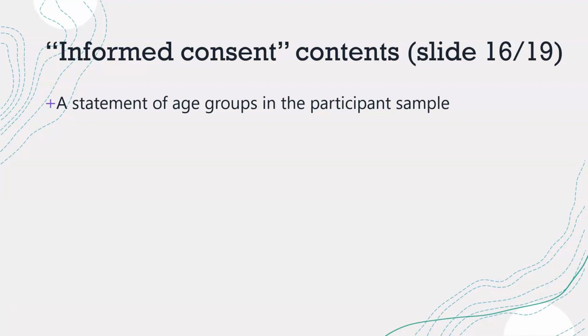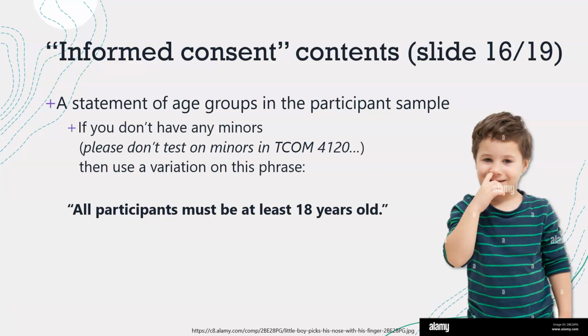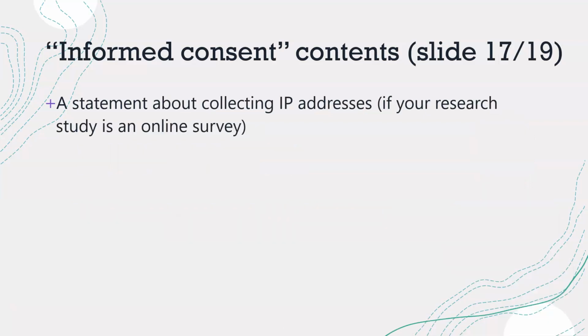Make sure you include a statement of the age groups that are included in the participant sample. If there aren't any minors, and please, please, please, no kids, nobody below 18, then use a variation on the phrase I'll give you here. All participants must be at least 18 years old. Why is that? It's because if you work with 17 and below, you're working with vulnerable populations, and there are a whole lot of rules you have to follow to make sure that you're not exploiting them.